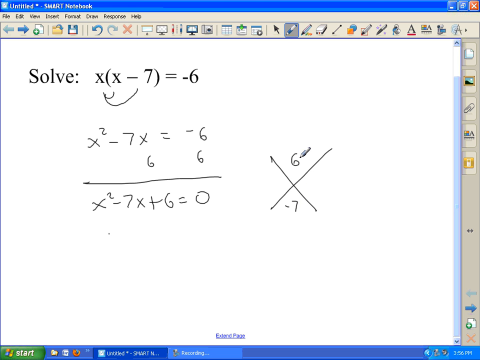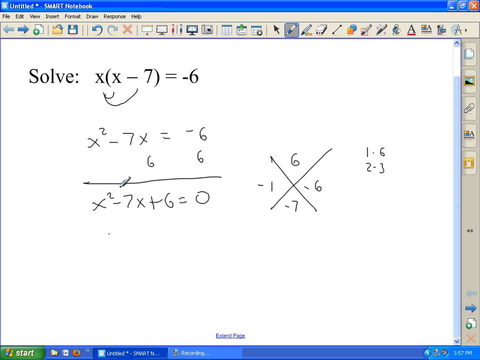I need the pair of numbers that multiply to be 6 but add to be -7. If you don't see it, all the factors of 6 are 1 times 6 and 2 times 3, so it has to be one of those two. If you're getting a positive 6 but a -7, both of these numbers are going to have to be negative, like a -1 times -6, which multiplies to be a positive 6 but adds to be a -7.